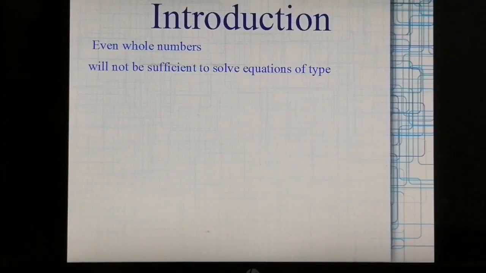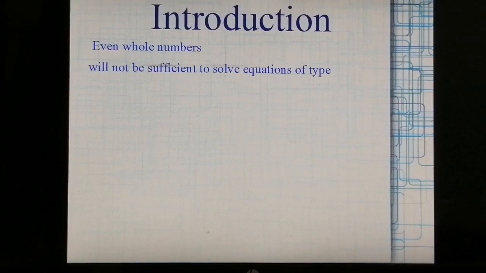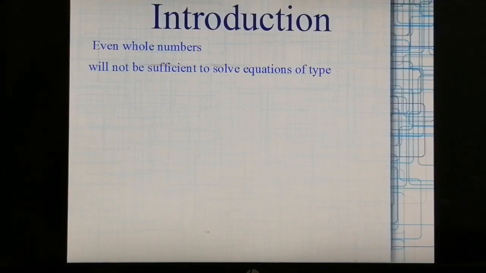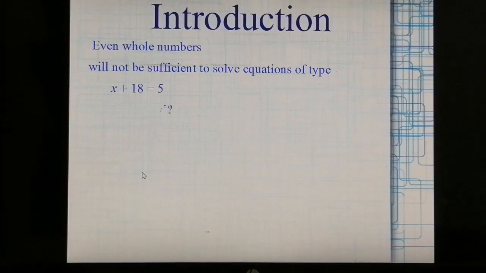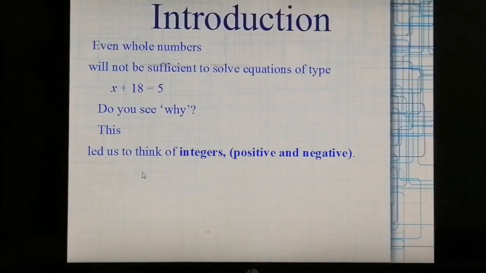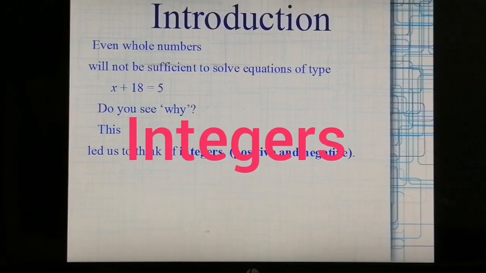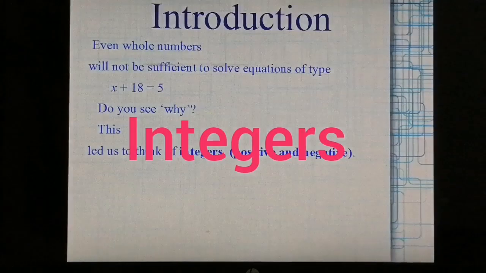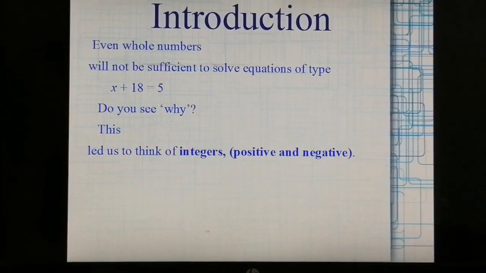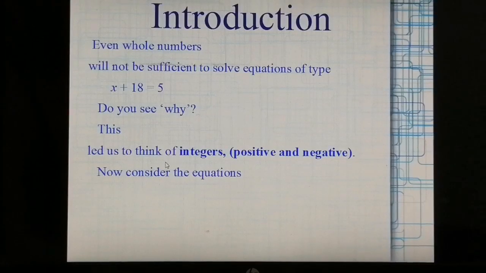Even whole numbers will not be sufficient to solve an equation of the type x plus 18 is equal to 5. Do you see why? Because its solution is minus 13, and this led us to think of integers, because integers have both positive and negative.